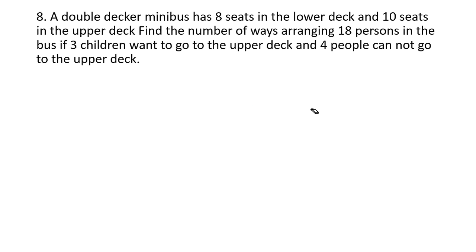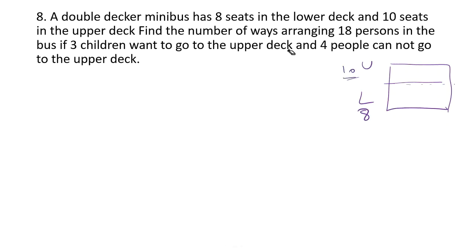Okay. Let us look into this interesting problem. A double-decker bus has 8 seats in the lower deck and 10 seats in the upper deck. So let us write down that information. So we have a double-decker bus. For the time being, assume that this is your double-decker bus, and this is your lower deck, and this is your upper deck. In the lower deck, the capacity is 8 passengers, and in the upper deck, the capacity is 10 people.